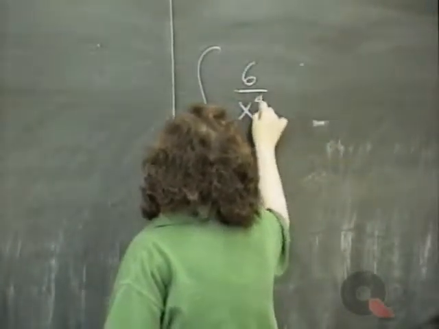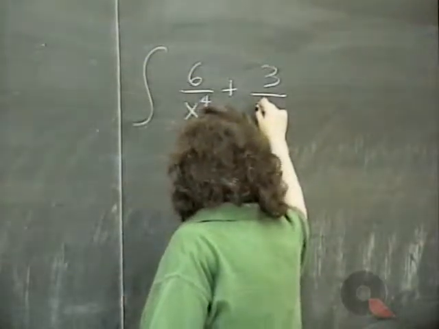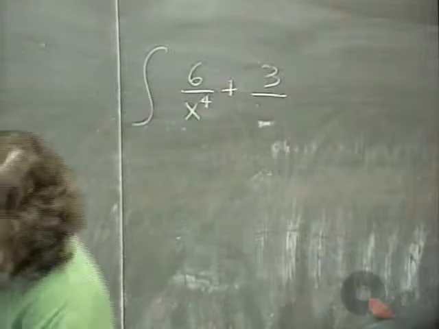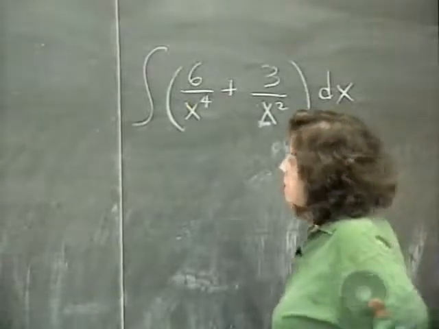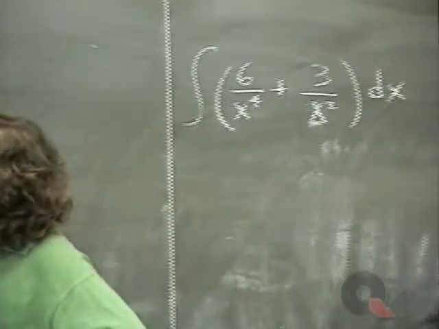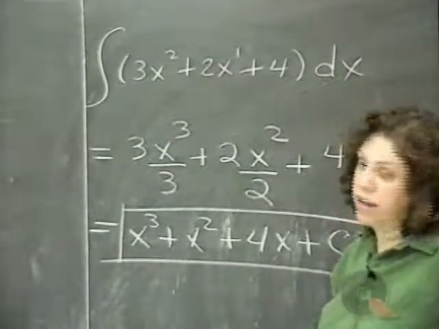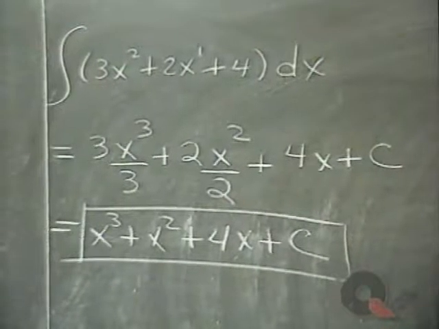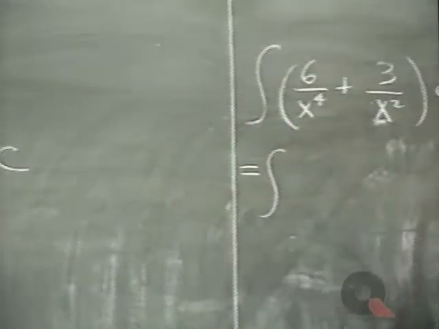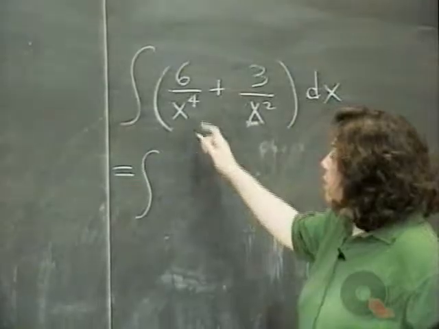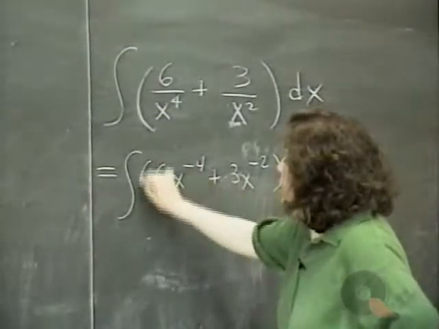6 over x to the 4th plus 3 over x squared. Now this isn't a polynomial, because a polynomial is a sum of terms, each one of which is a constant times the variable to a power, where the power is a non-negative integer. This can almost be written like a polynomial if you didn't insist that the integers be non-negative. So I could write this as 6x to the minus 4 plus 3x to the minus 2.